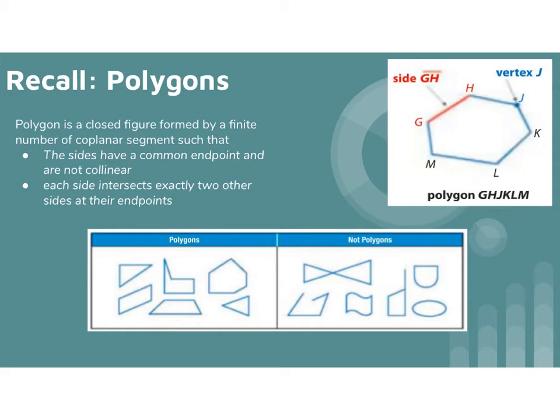Two sides, two sides. This is why something like this is not a polygon, because there are more than two sides at this endpoint. So these are all polygons. These are not polygons.